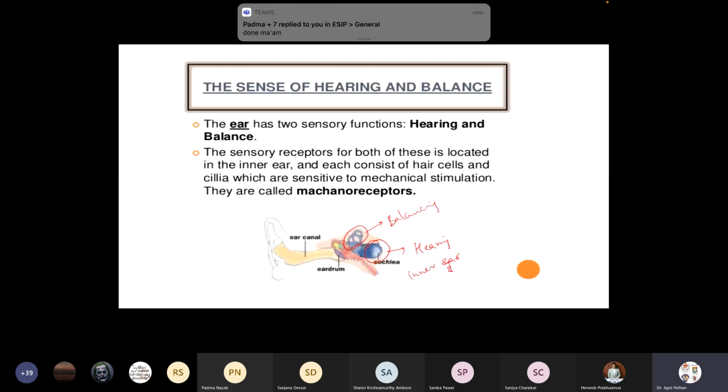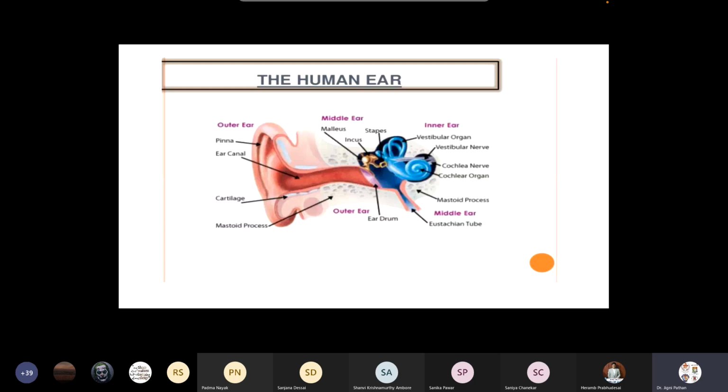The human ear is divided into outer ear, middle ear, and the inner ear. Please look into the outer ear. Outer ear has a pinna, right? Then there is a cartilage. Then there is an ear canal. Ear canal is also called external meatus. It is also called external auditory meatus.